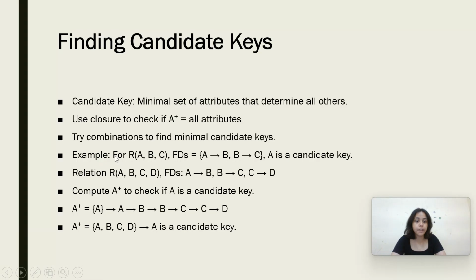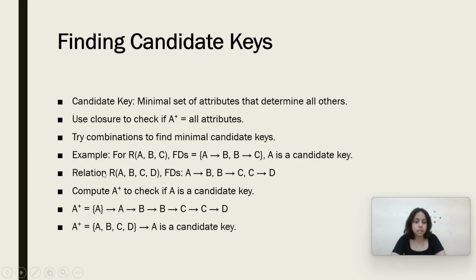For example, if we have a relation A, B and C, we'll first find the closure of A, then the closure of B and then the closure of C, and we'll check which of these are eligible for candidate key. Here the functional dependencies are A tends to B and B tends to C. So A can derive B and C as well, and it always derives itself. So the closure of A is ABC, hence we can say A is a candidate key over here.